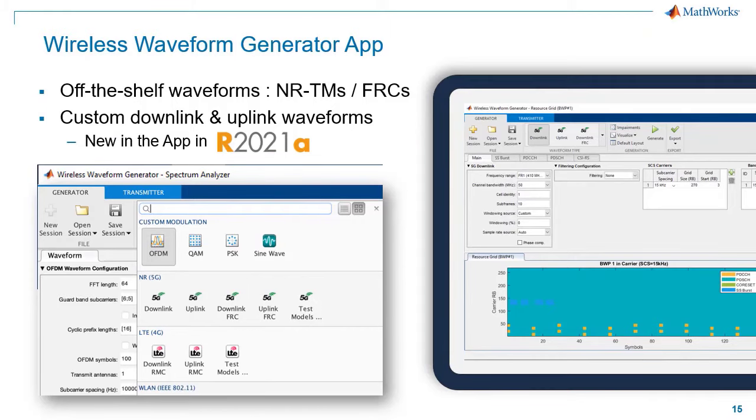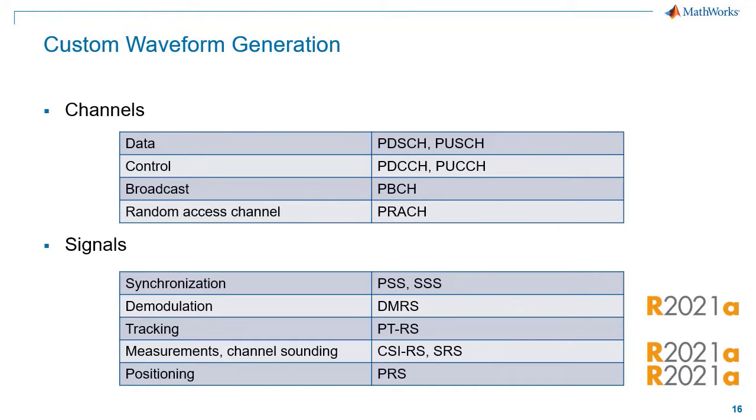So what have we done lately in release 2021a of MATLAB? We provided those off-the-shelf waveforms, NR-TMs, the 5G New Radio test models, and FRCs, the fixed reference channels, as well as custom downlink and uplink waveforms that are available to you, as you saw in the wireless waveform generator app. For any signal that is 5G or OFDM, you have complete customization available in the wireless waveform generator app.